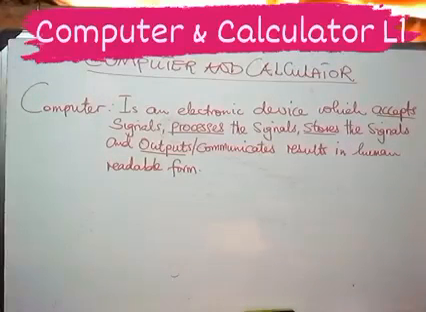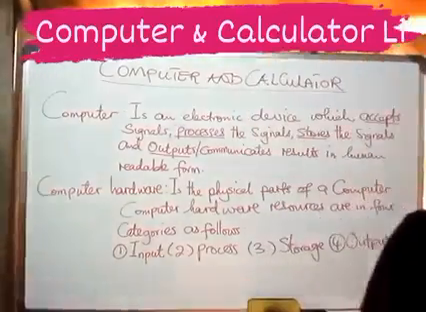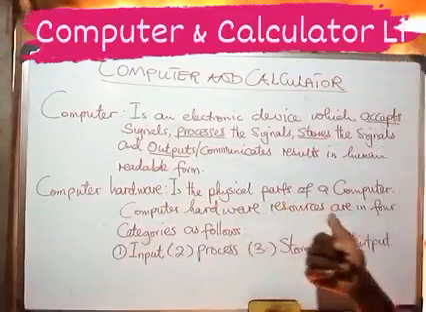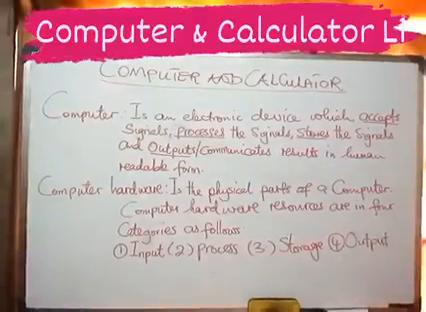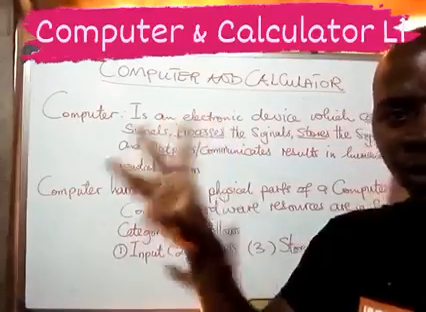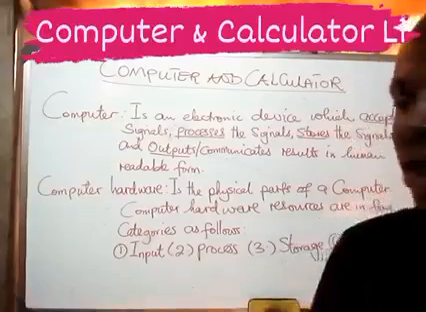Now a computer has got a part which is known as the hardware. So let's look at the computer hardware. What is it all about? Computer hardware, those are the physical parts of a computer. When we talk about the physical part, we're talking about things that we can see, such as the monitor itself. The monitor is computer hardware.